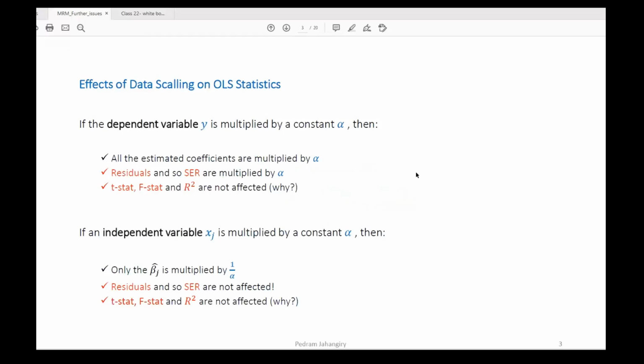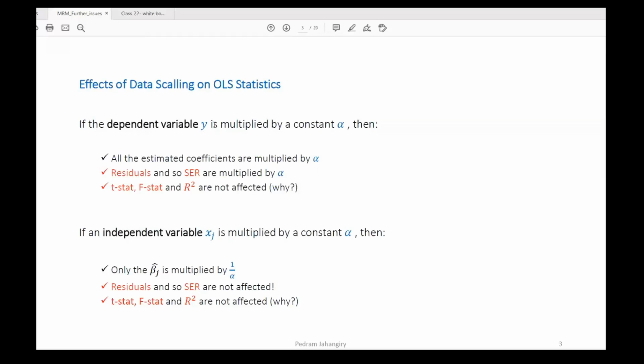All right. So the first one, we will talk about the effect of data scaling on OLS statistics. Now, so far, questions like this have come up in your midterm 1, and you'll see one on midterm 2 as well. So there's nothing new here. You already knew what will happen if the dependent variable is multiplied by some number, what will happen if the independent variable is multiplied by some number, right? But here I just summarize it and put it here.